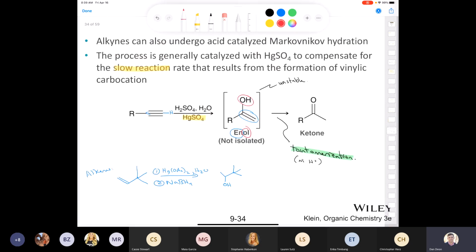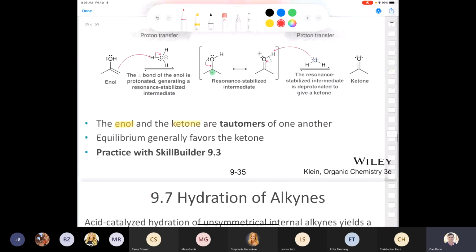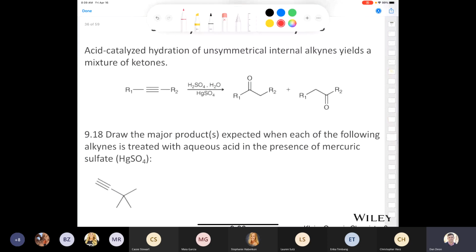Remember that when we have a hydrogen on the end like this, it is called a terminal alkyne. Well, an internal alkyne means that the triple bond is going to be flanked by two R groups. So this is an internal alkyne, when we have two R groups on each end of that triple bond. So what would happen then?